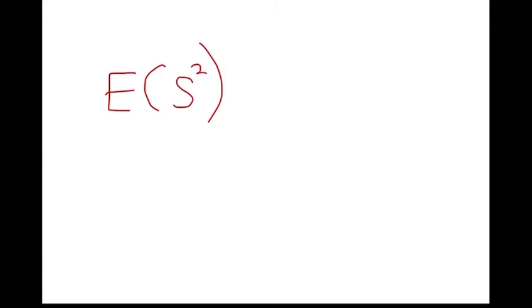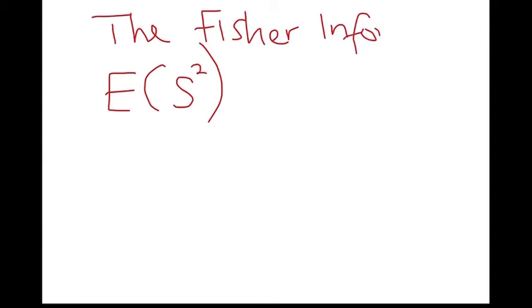I'm actually going to say the expectation of the square of that is the same thing as Fisher information. Now the Fisher information is the expected value of the square of the score. So let's take a look at this.